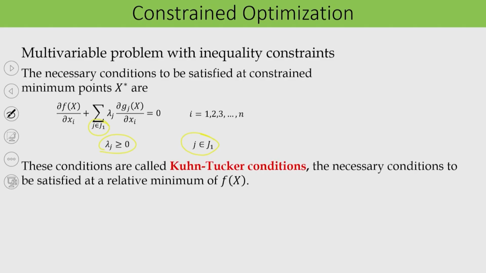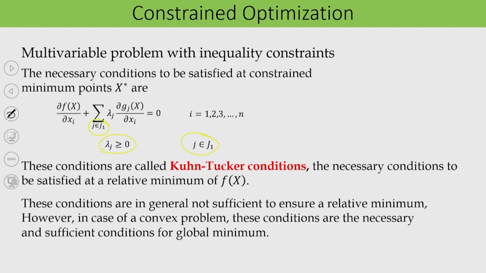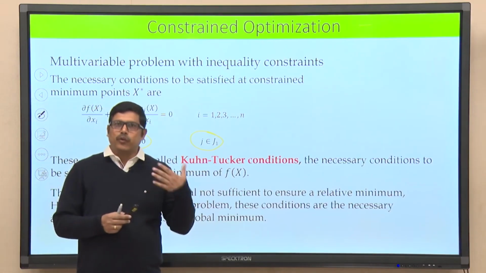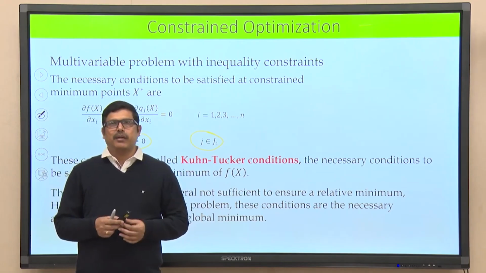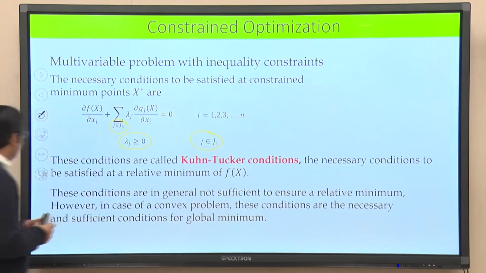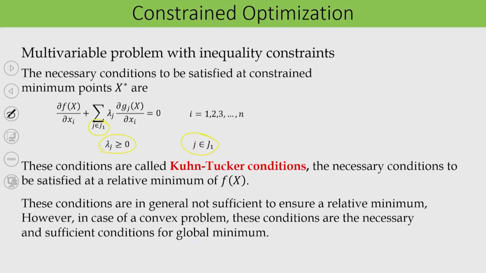Therefore, these conditions are called the Kuhn-Tucker conditions, which are the necessary conditions to be satisfied at a relative minima of f x. These conditions have to be satisfied. In general they are not sufficient to ensure a relative minima. They are not the sufficient condition, but this is the necessary condition, as I said.